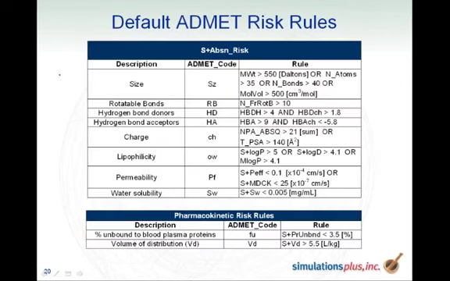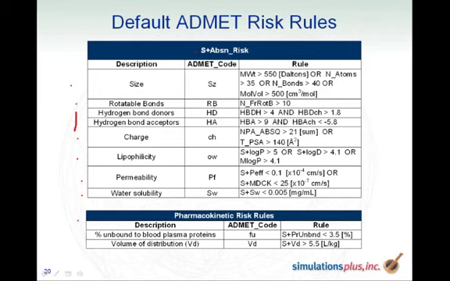Okay, so the next couple slides show what the Admet Risk rules are and the code. So this is our absorption risk. So these are going to be similar to Lipinski rules. The first one is size, so you see things like molecular weight, or number of atoms, or the volume, number of rotatable bonds, hydrogen bond donors, acceptors, overall charge of the molecule, lipophilicity, permeability, and water solubility.